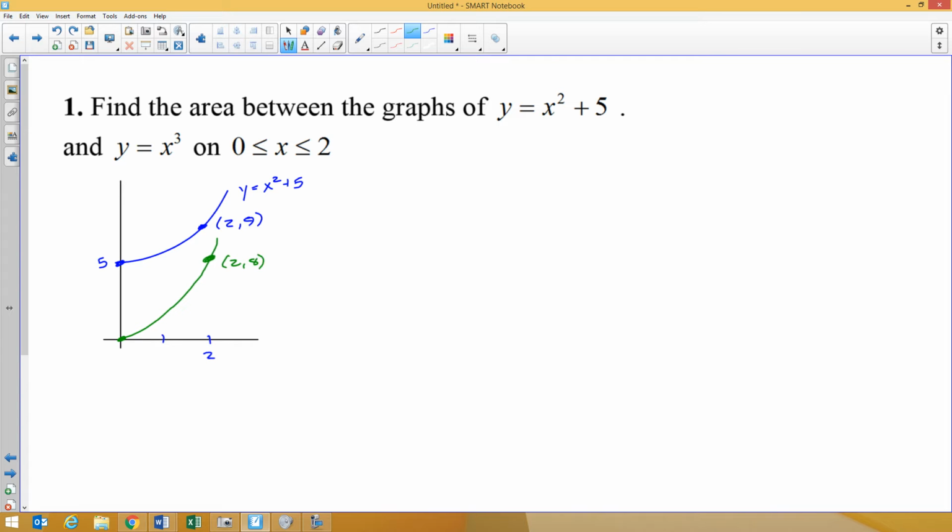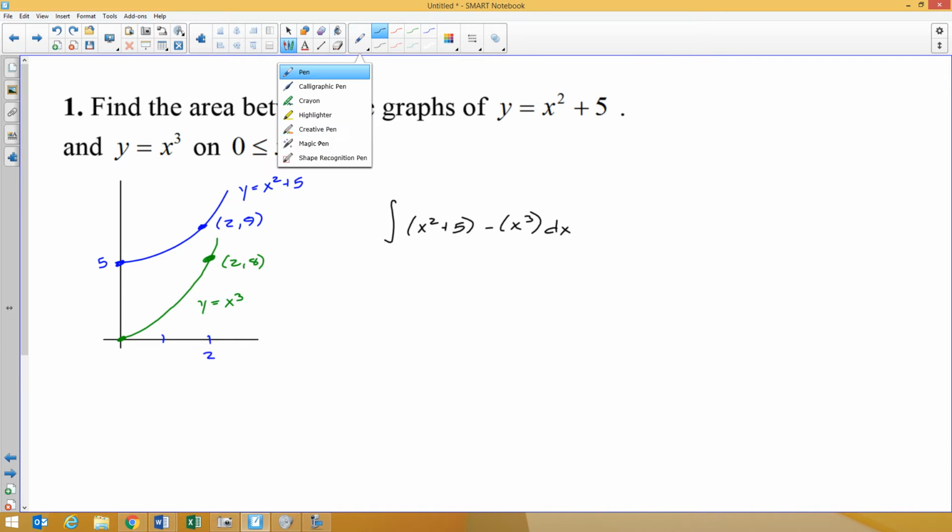This one goes through the point (2, 8). And so now I know that my top curve is always x squared plus 5, and my bottom curve is always y equals x cubed. Now I'm ready to set this one up. So it's going to set up the antiderivative: top curve, x squared plus 5, minus bottom curve, x cubed. This is a dx problem, so you need to write the dx. And we're finding the area from 0 all the way up to 2, so we're going from here all the way to 2 right there. 0 to 2. And then we're ready to find the antiderivative.